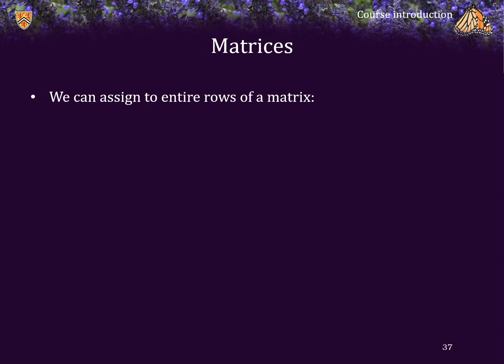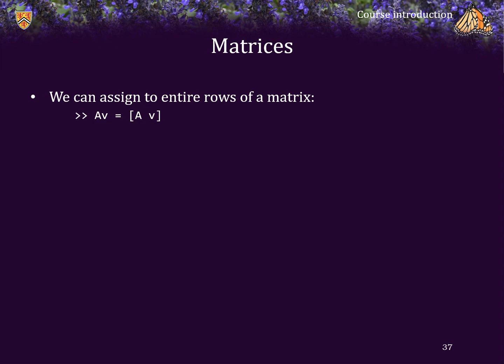We can even assign to entire rows of a matrix. This will be fun. But before we do that, let us consider solving the system of linear equations by finding a vector u such that A times u is equal to a target vector v. What did you do? Well, the first thing you did is you created an augmented matrix.